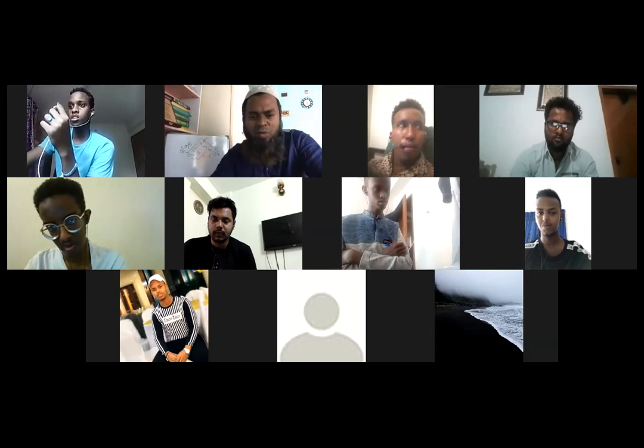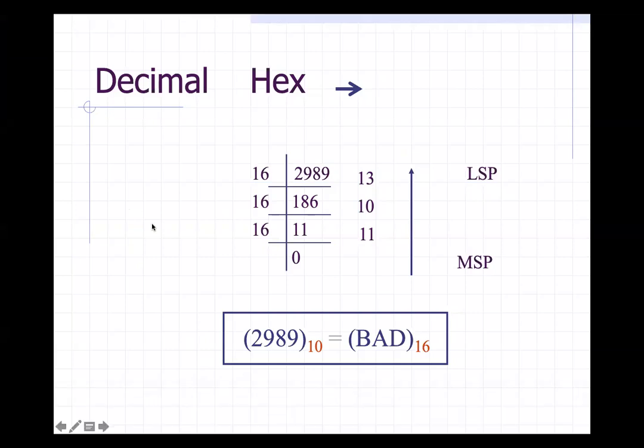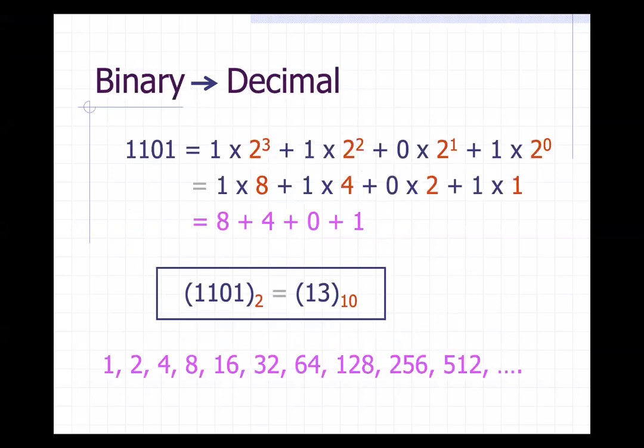Just now we shared our screen. All unmute, okay. Now this is others to decimal. Suppose this is binary to decimal. This is your binary value, and we want to convert it to decimal.